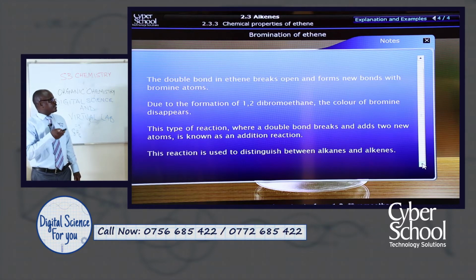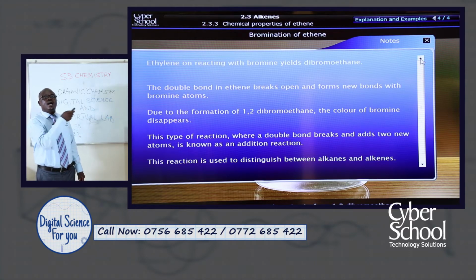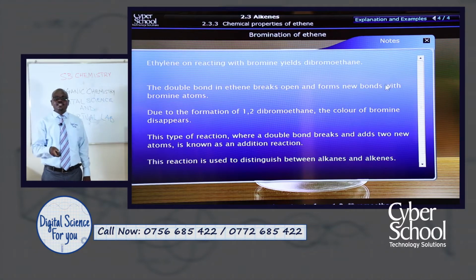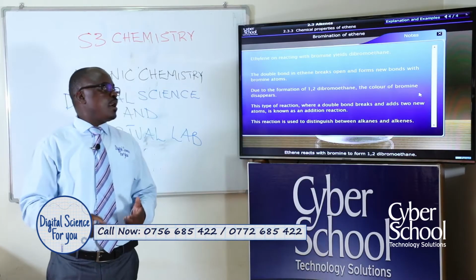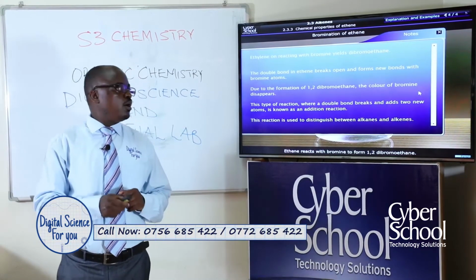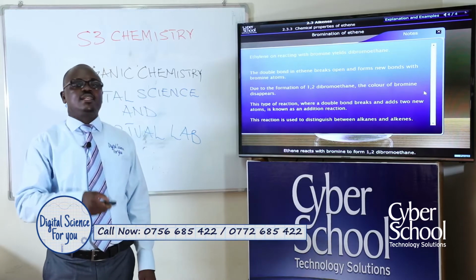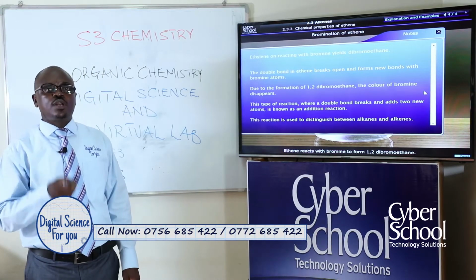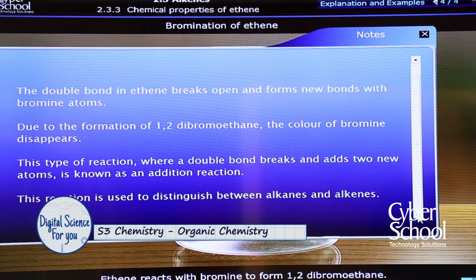Now, this reaction helps us to distinguish between alkanes and alkenes. It is a test for unsaturation. What do we mean by unsaturation? Where a compound has got either double bonds or triple bonds. And this type of reaction, where a double bond breaks and adds 2 atoms, is known as addition reaction. This is a very important reaction which we must know because it will help us to distinguish between ethane and ethene.